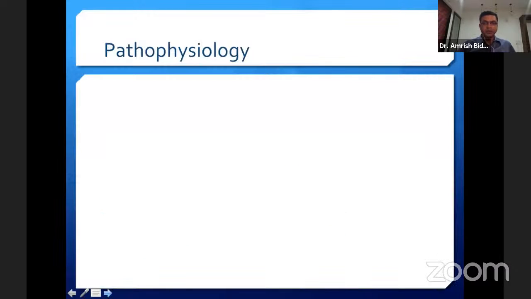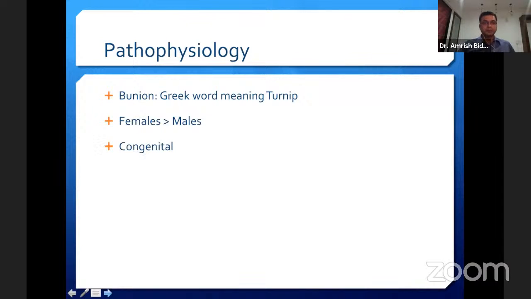Okay, so let's talk a little bit about the pathophysiology. As you know, Hallux valgus commonly is called bunion. It comes from the Greek word which means turnip, which is like a red and white vegetable, and that signifies the swelling that you get in it. There is a very strong female preponderance, almost 6:1 as opposed to males.